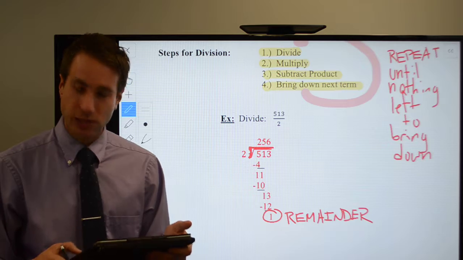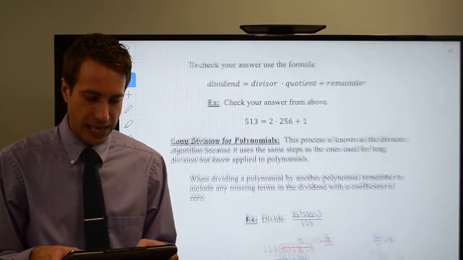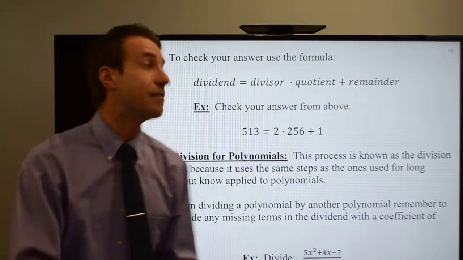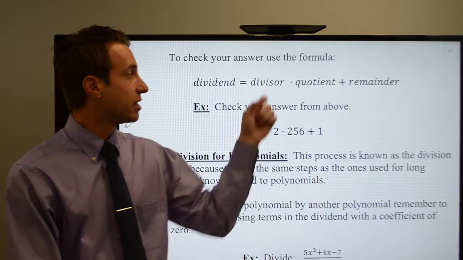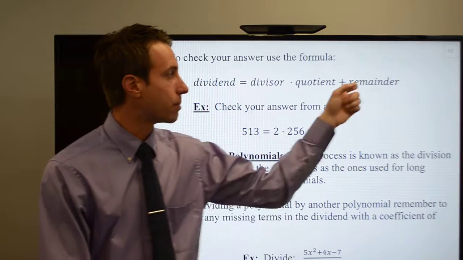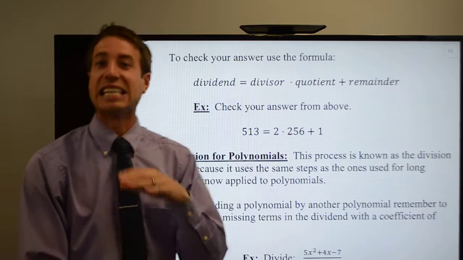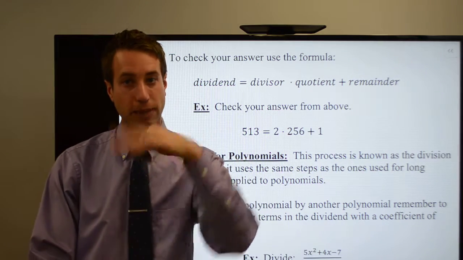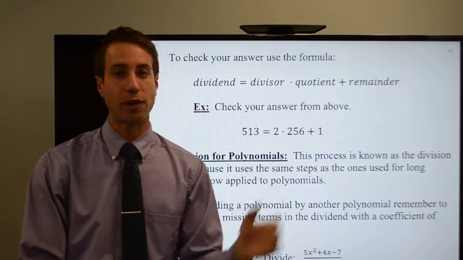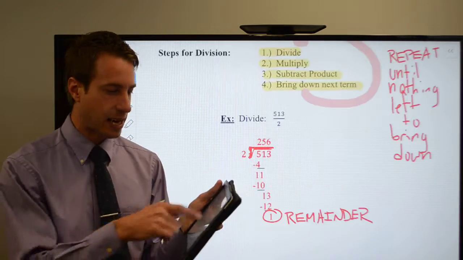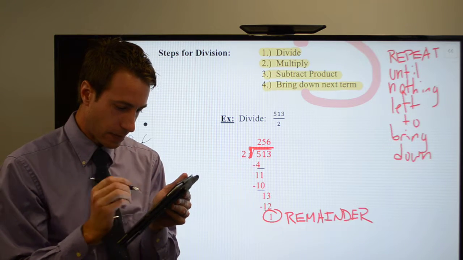Now, the way that this works, you can check your answers. The way that you check your answers is simply this. The dividend, your numerator, is going to be equal to the divisor multiplied by the quotient plus the remainder. Here's the way it works. 513 is equal to my divisor, my denominator, which was 2, and my quotient, which was 256. That was the answer I got up here at the top. This is my quotient, my answer.